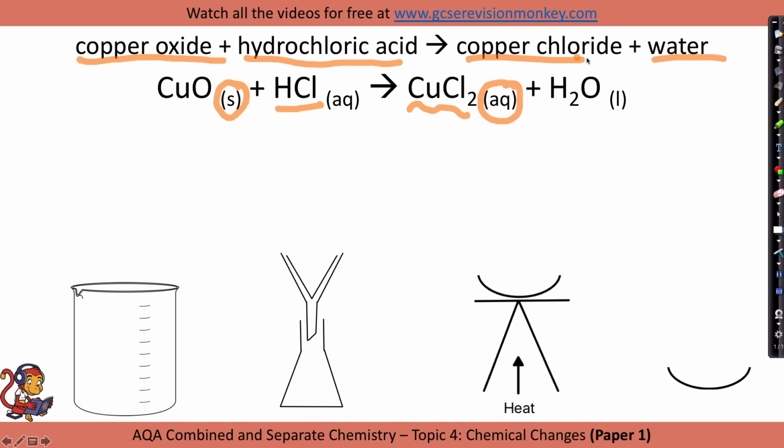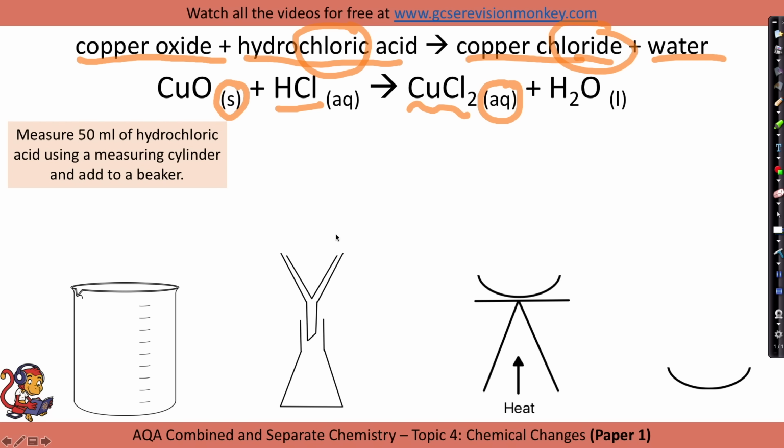So if we wanted to make copper chloride, we need to identify that the acid we need was hydrochloric acid, because they make chlorides, and suggest a sensible base like copper oxide to react it with. So the first thing that you do for this practical is measure a fixed volume of hydrochloric acid, for example 50 mils, using a measuring cylinder, and add this to a beaker.